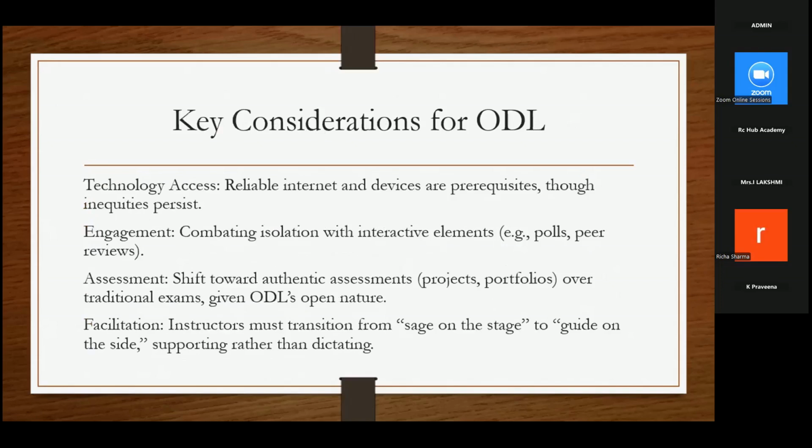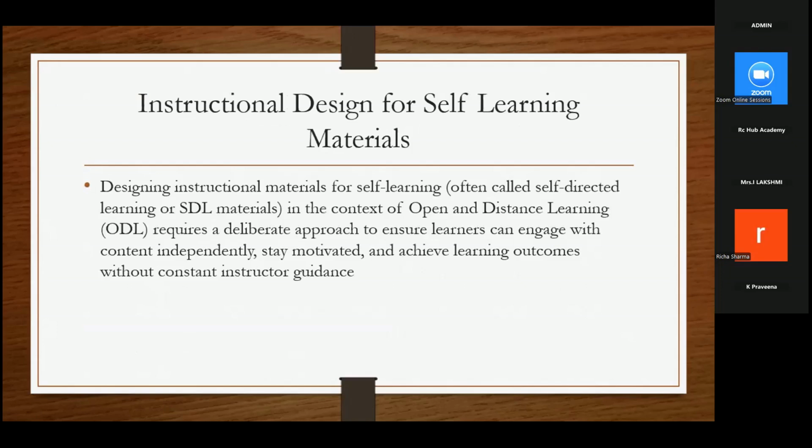And next, what are all the considerations I have to consider whenever I'm going for open and distance learning? One is technology access, how to access my technology. Next one is engagement, by polling or by review. Either I can go with a review or by polling. And the next one is assessment, by giving an assessment. And the next one is facilitation, which is called a key consideration of ODL. So this is open and distance learning.